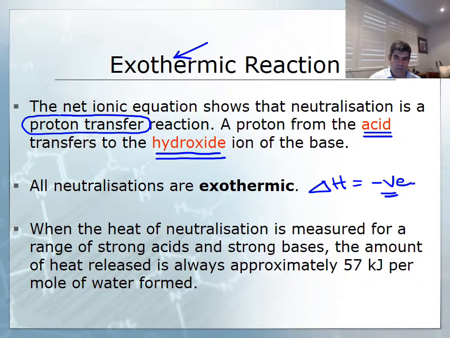Now, sometimes, as I said, that hydroxide ion may be of a water molecule that's donated a proton to a base and left hydroxide ions behind. All of these neutralization reactions are exothermic. And when we measure the heat of neutralization for strong acids and strong bases, what we find is the amount of energy released per mole of water formed is approximately equal to 57 kilojoules.